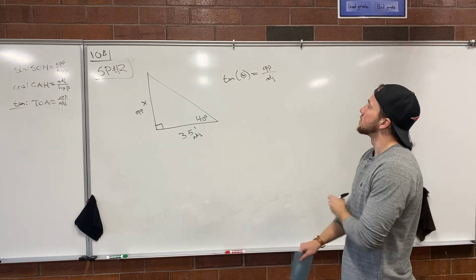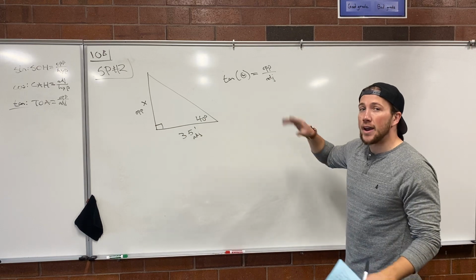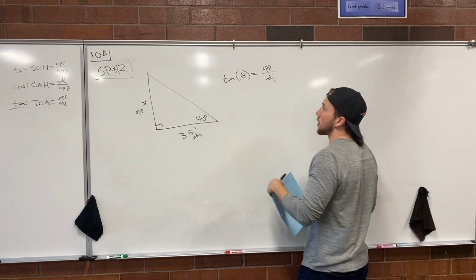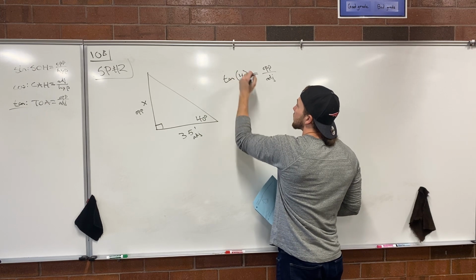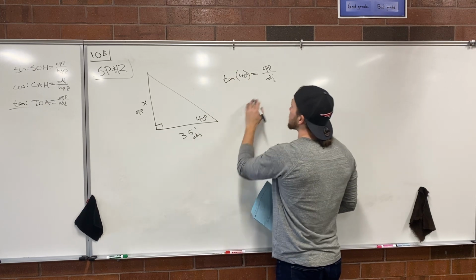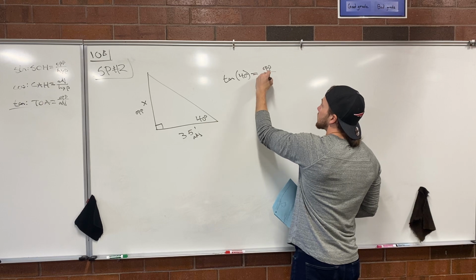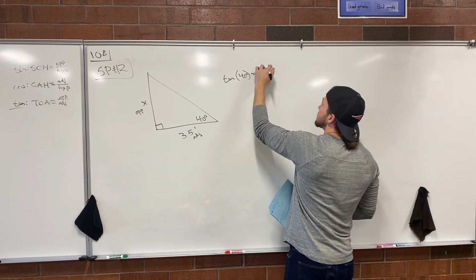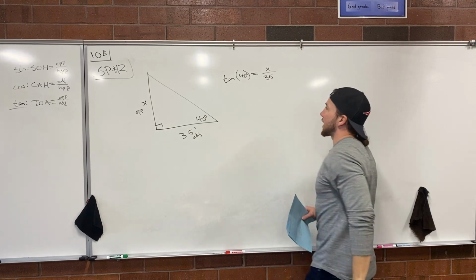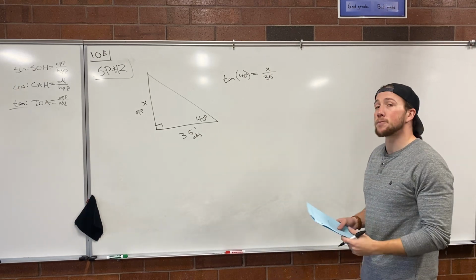Okay, so now I can fill in what I know, and we'll have a variable for what we don't know. The angle is 40 degrees. The adjacent side length is 35. And the opposite side length is x. So x divided by 35 is tangent of 40 degrees.